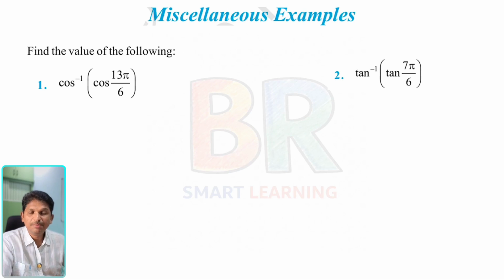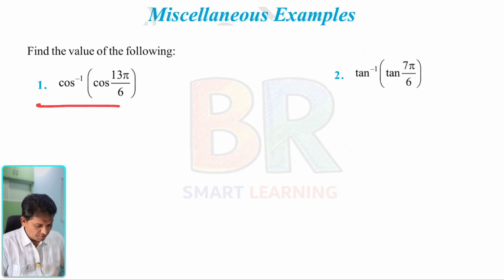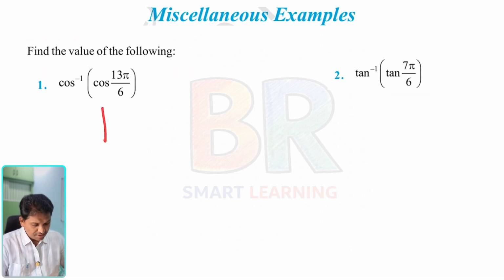Till now, we completed exercise 2.1 and exercise 2.2 from inverse trigonometric functions. In this class, we are going to do all the miscellaneous exercise problems. In question number 1 and question number 2, they are asking to find the value of the following. These problems are a bit interesting compared to the exercise problems.